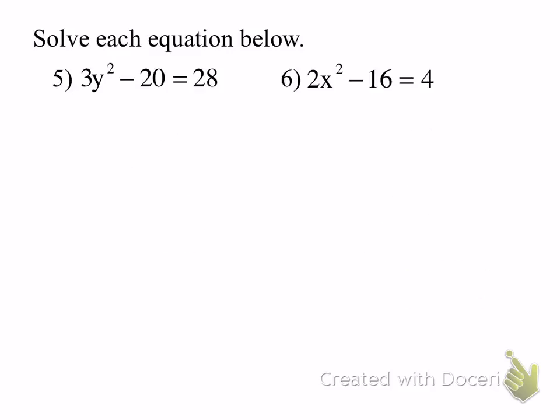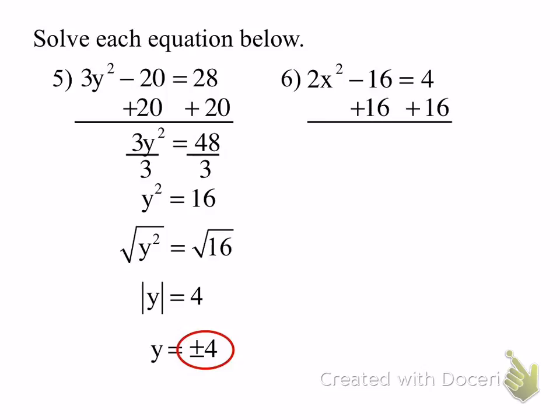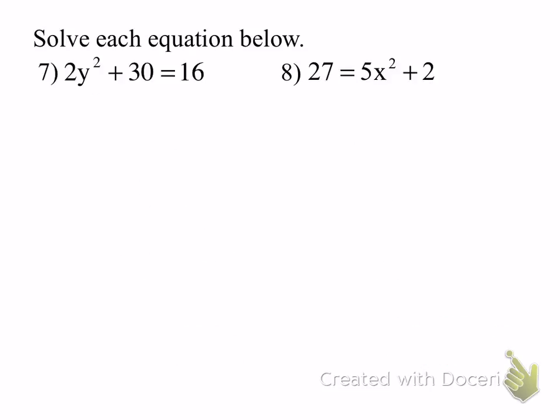Okay? Now they're going to get bigger. Isolate your variable. Add 20. Divide by 3. Take the square root. Absolute value of y equals 4. Y equals plus or minus 4. Okay? You guys get it? Wait, I'm going to keep going. Let me keep going because the bell's going to ring.